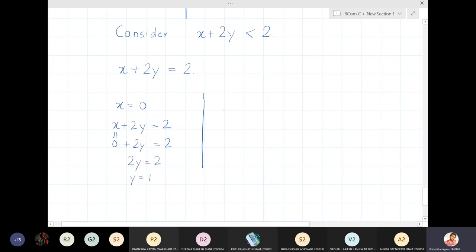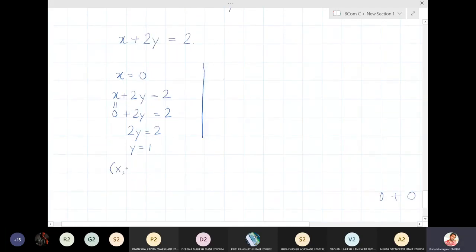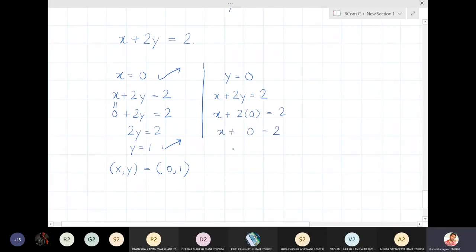So here I will get the pair x comma y as x is 0 and y is 1, so 0 comma 1, correct? I can take any value of x, I can take any value of y. For simplicity, if I take y equal to 0, the equation x plus 2y equal to 2 becomes x plus 2 into 0 is equal to 2. Therefore x plus 0 is equal to 2, and therefore x is 2. So the pair is x is 2 and y is 0. I'm getting 0, 1 and 2 comma 0.